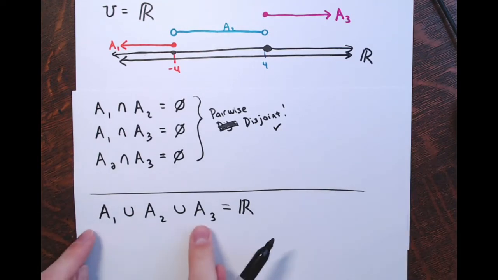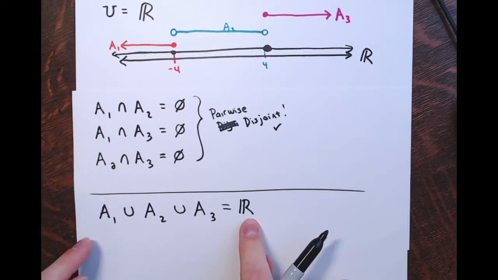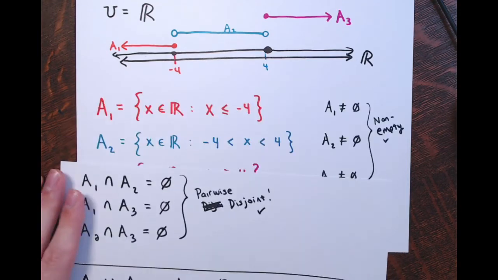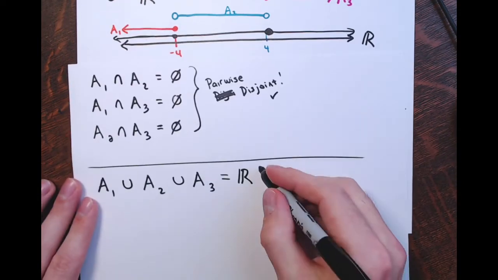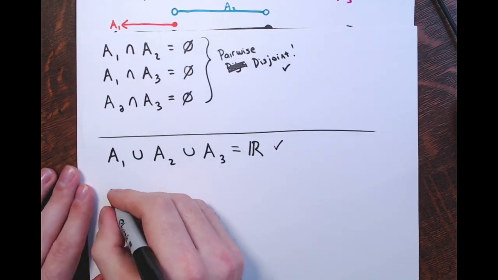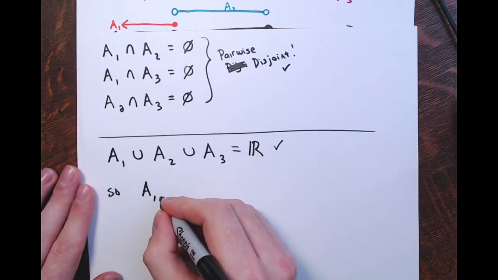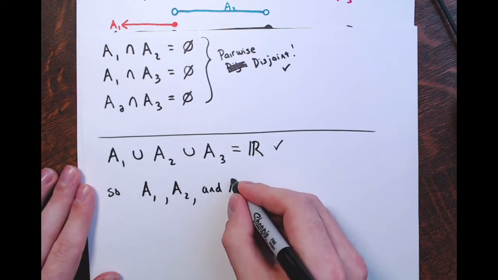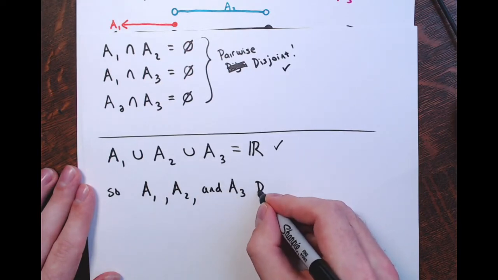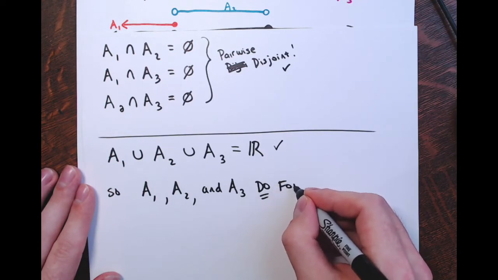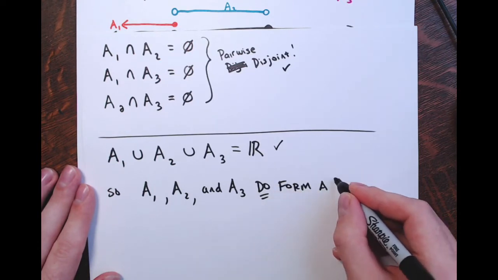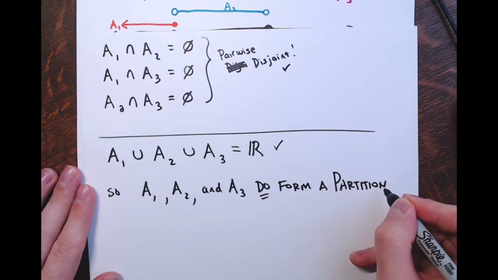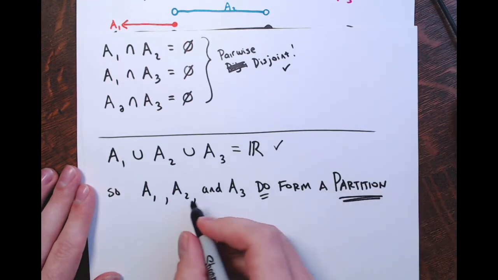So the union of all these sets makes the universal set. All three of these sets are pairwise disjoint, and they're non-empty. All three of these conditions hold. So A1, A2, and A3 do form a partition of the real numbers.